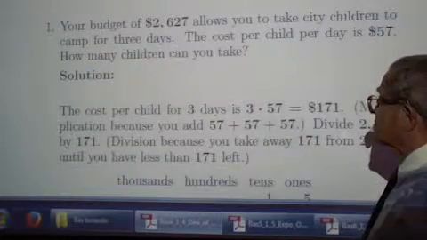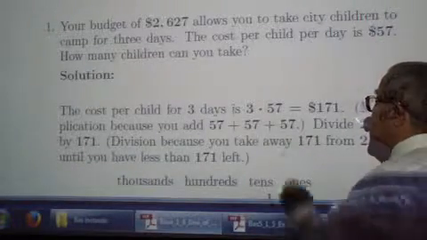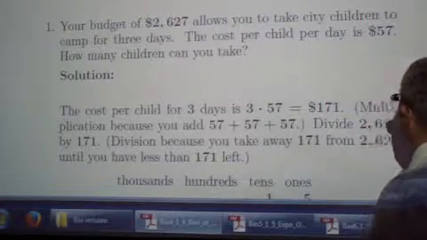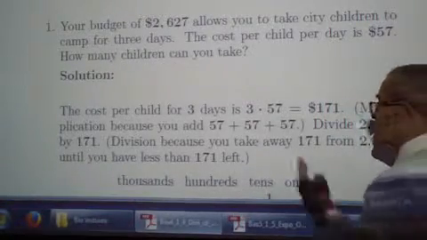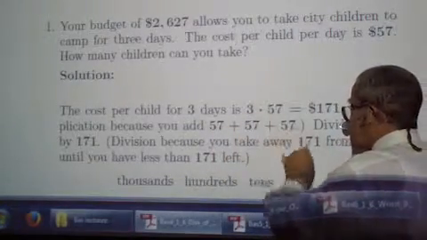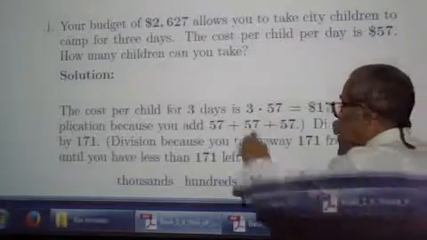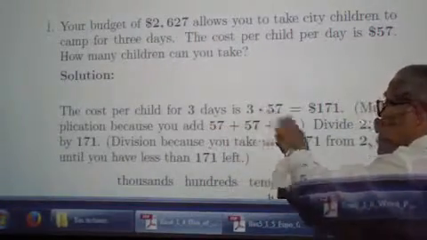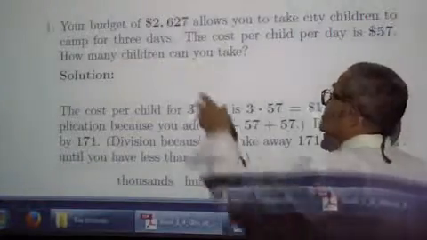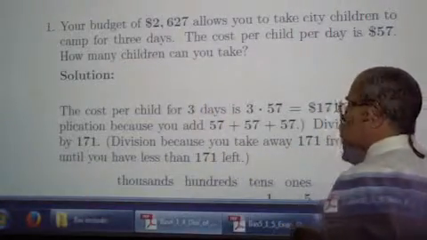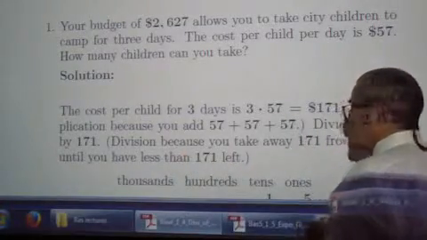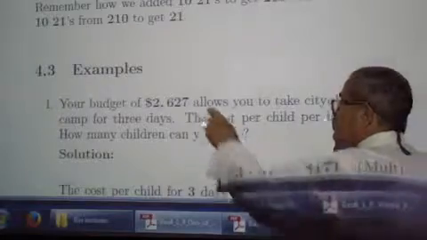Well, now the cost per child for 3 days would be 3 times 57, or 171 dollars. This is multiplication, because for the 3 days you had 57 for the first day, plus 57 for the second, plus 57 for the third. This addition tells you that you need to multiply. Now you need to divide your original budget of $2,627 by 171, because you start out with this number.